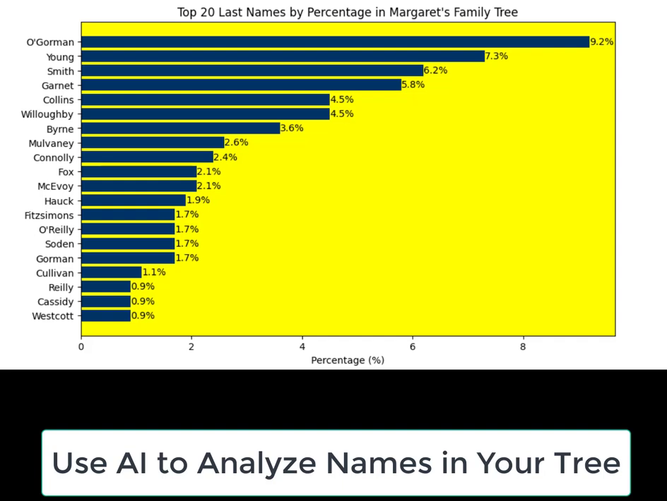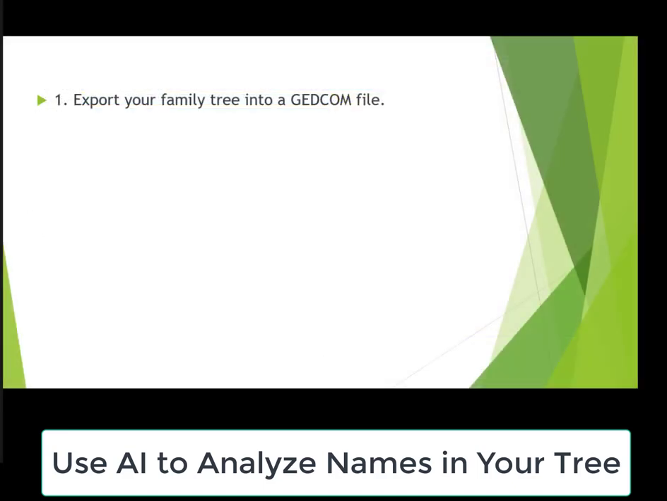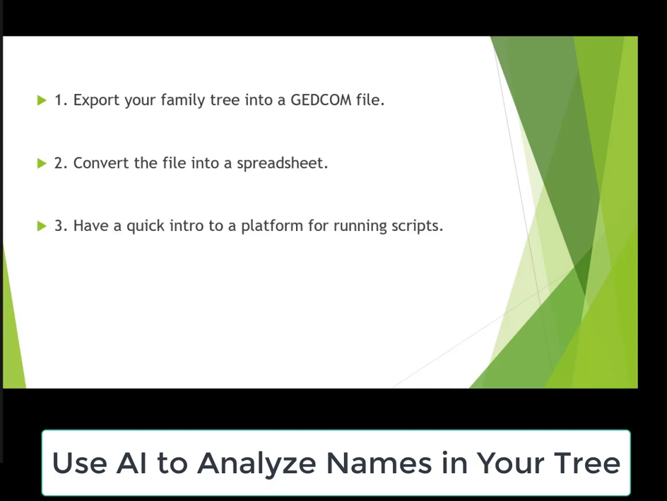You're going to do things in this order. 1. Export your family tree into a GEDCOM file. 2. Convert the file into a spreadsheet listing all people in your tree. 3. Have a quick intro to a free Google platform called Google Colab where you'll run your scripts. And 4. Use an AI tool like ChatGPT or an alternative to give you scripts that analyze your tree.